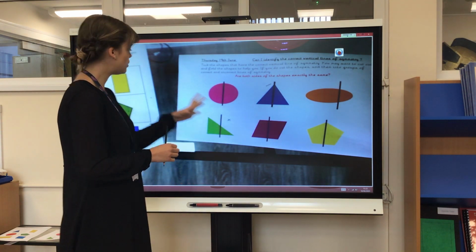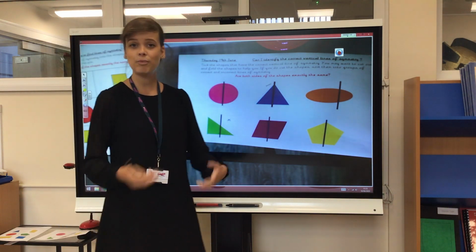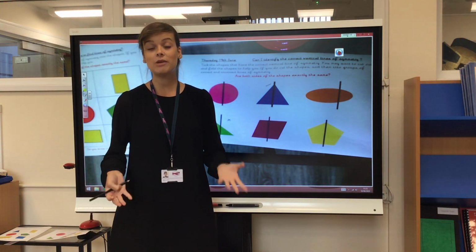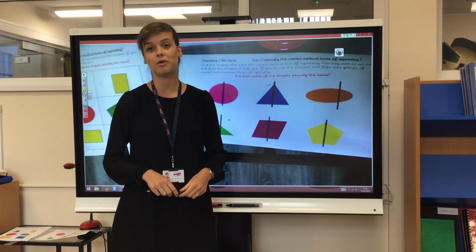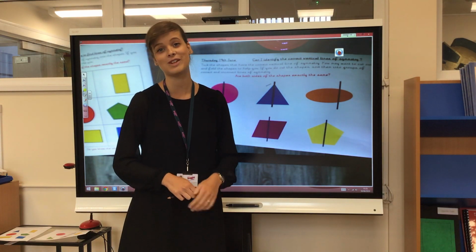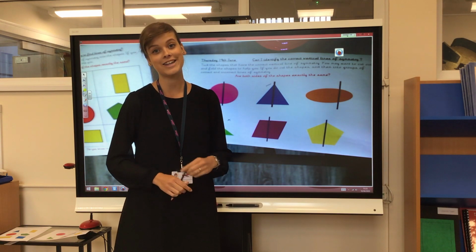So whether you've got this sheet or that sheet, again, have a bit of fun with it. Shapes are a really fun subject to do in maths, and I hope you do have fun today, just like on Monday and Tuesday, and I will see you tomorrow.